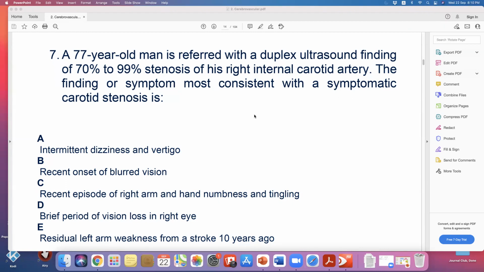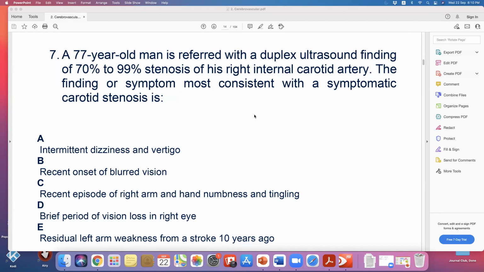Recent onset of blurred vision. Okay. Also no. Let me see. Now, what are the symptoms of carotid stenosis? It could be like an ophthalmic TIA. Yeah, this is blurred vision, right? This is a TIA. This is ophthalmic. So this could be correct. Okay. Yes.